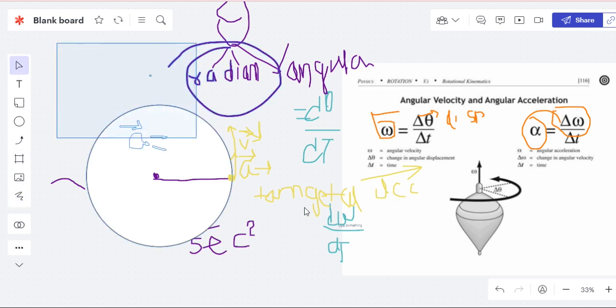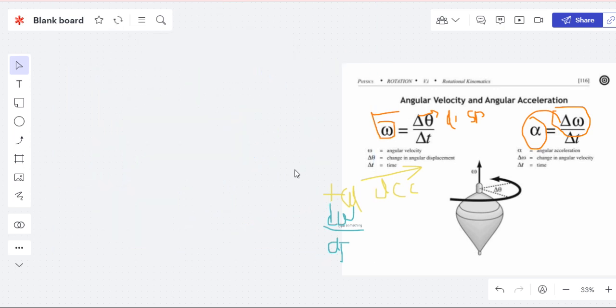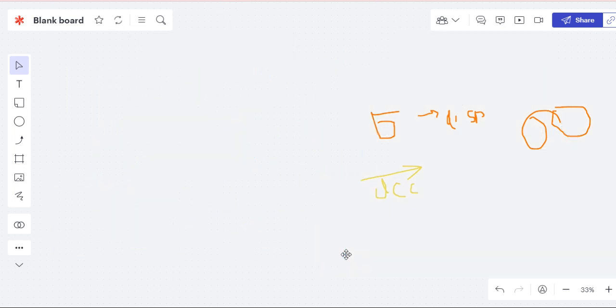So let's erase it, and I'm going to explain the direction in each and everything, how it increases, what the direction of acceleration is, and the complete phenomenon. Right? I need a complete blank board for explaining. Just wait for a while.